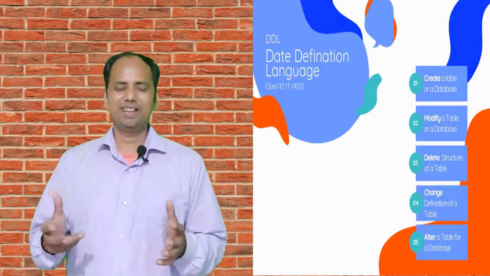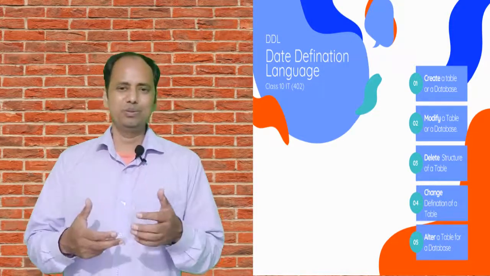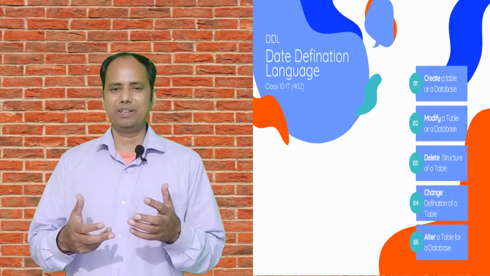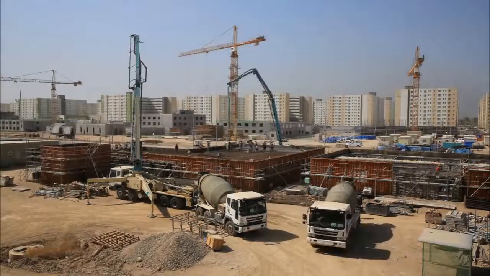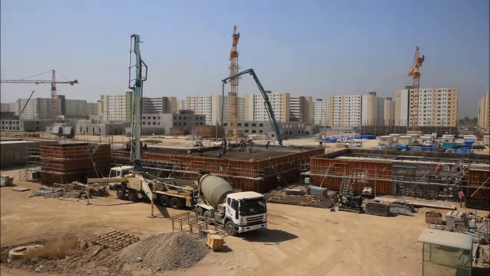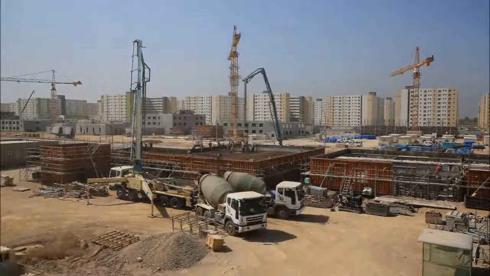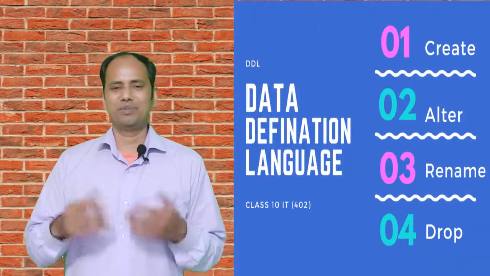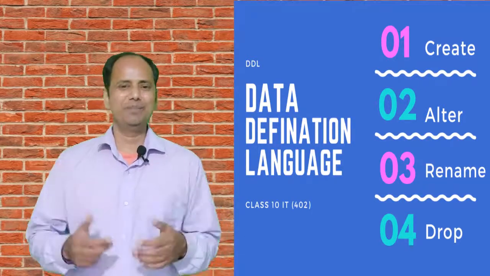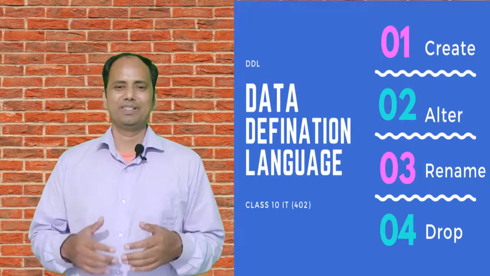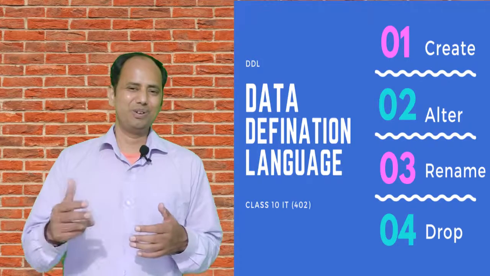Your DDL is just like a language which is used for designing the structure of your database or designing the structure of your table. For example, first of all we design the structure of a building, so we construct the building. In the same way, DDL is used to construct the structure of your database. If we talk about its basic commands, there are four basic commands. The first one is create, the second one is alter, the third one is rename, and the fourth one is drop. One by one we will talk about all these commands.